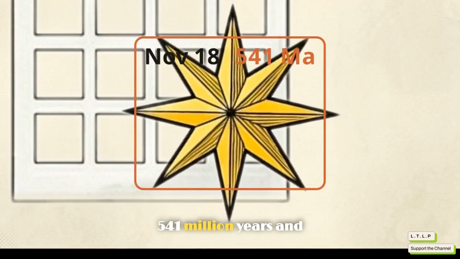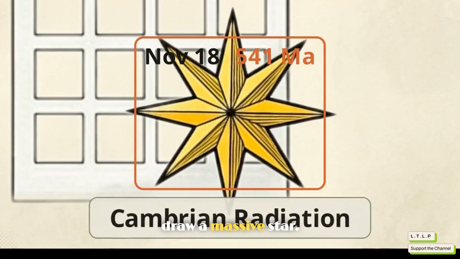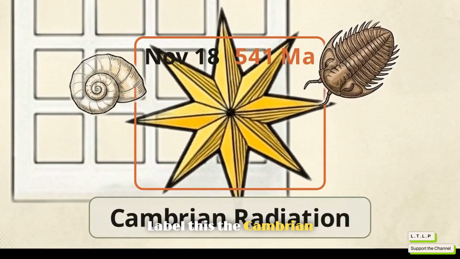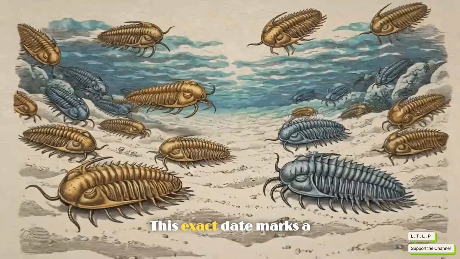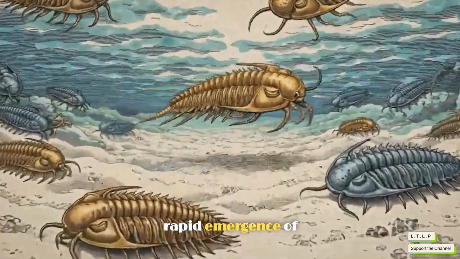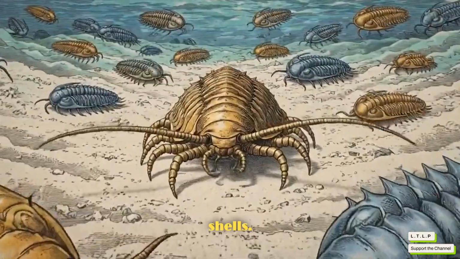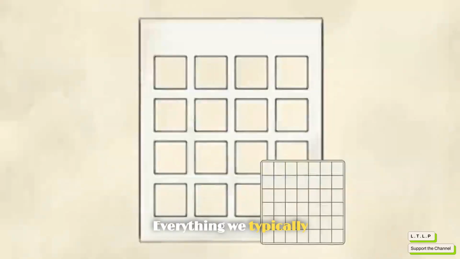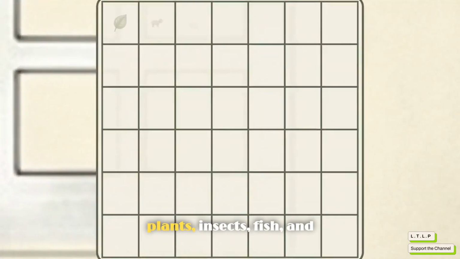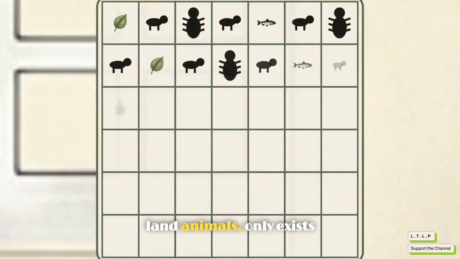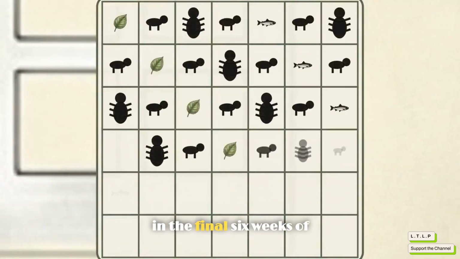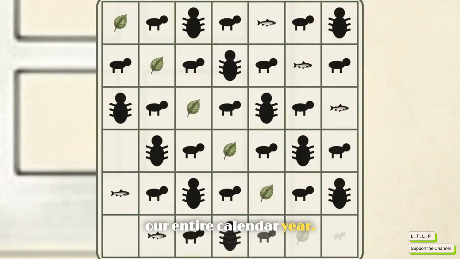Go to November 18th, or 541 million years, and draw a massive star. Label this the Cambrian Radiation. This exact date marks a rapid emergence of complex marine animals, including the first organisms with hard shells. Everything we typically think of as nature, plants, insects, fish, and land animals, only exists in the final 6 weeks of our entire calendar year.